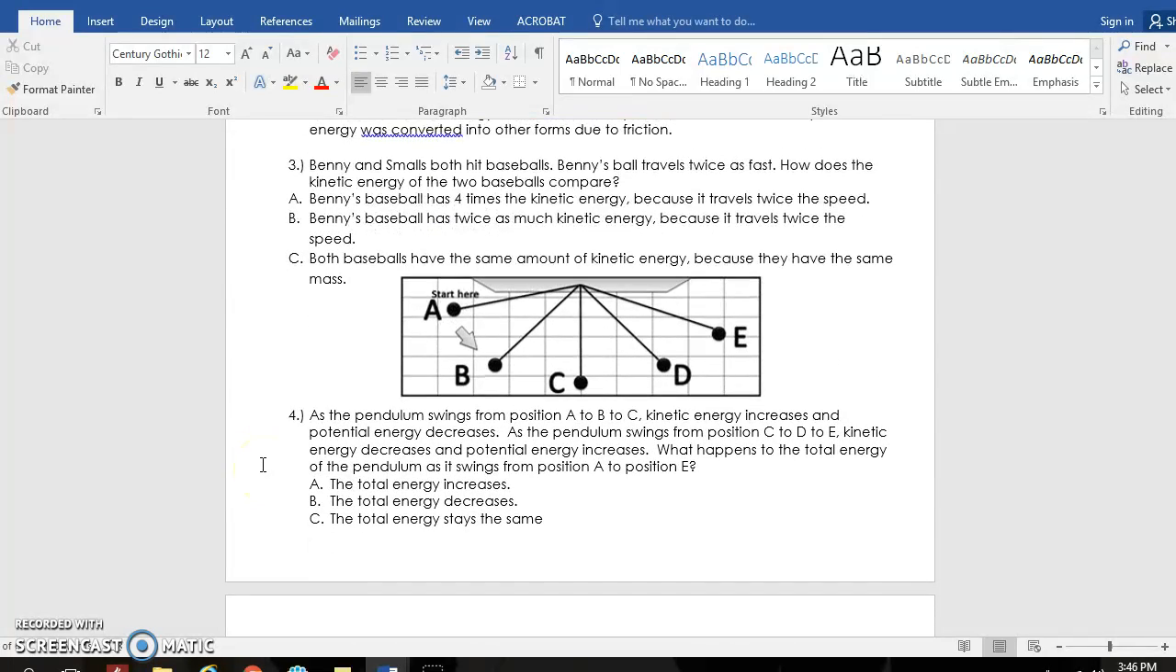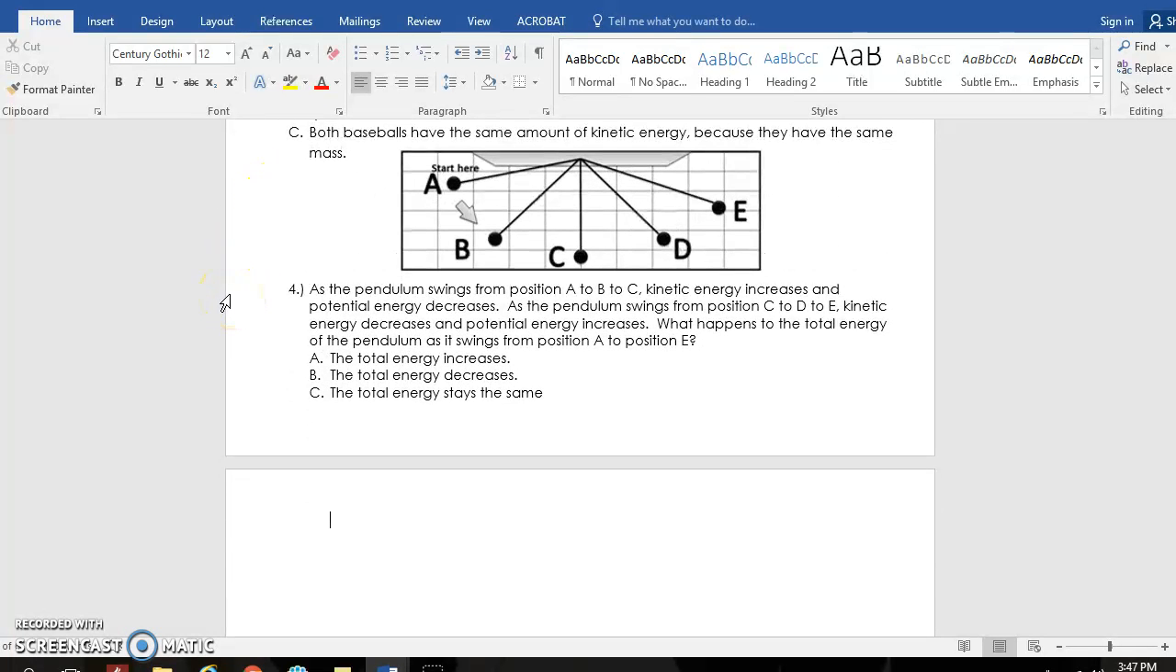All right, 3. So Benny and Smalls both hit baseballs. Benny's ball travels twice as fast. How does the kinetic energy of the two balls compare? Well, Benny's baseball has 4 times the kinetic energy because it travels twice the speed. Benny's baseball has twice as much KE, or both baseballs have the same. It is A all day long, because if we remember our formula, KE equals 1/2 times mass times velocity squared. Because of that squared option, if we double our speed, it actually quadruples the KE. So A, it's got 4 times as much kinetic energy because it's traveling at twice the speed.